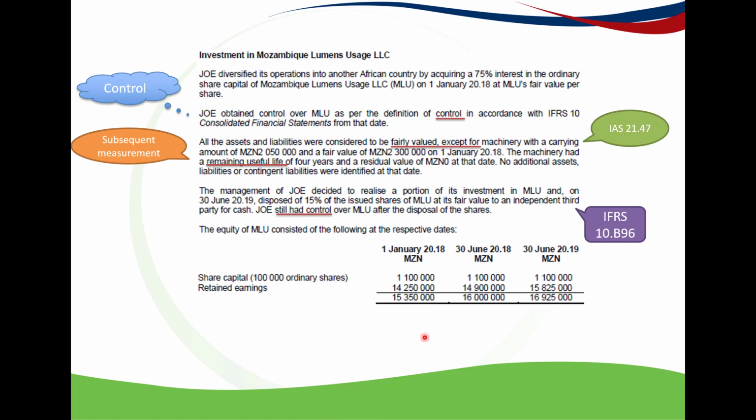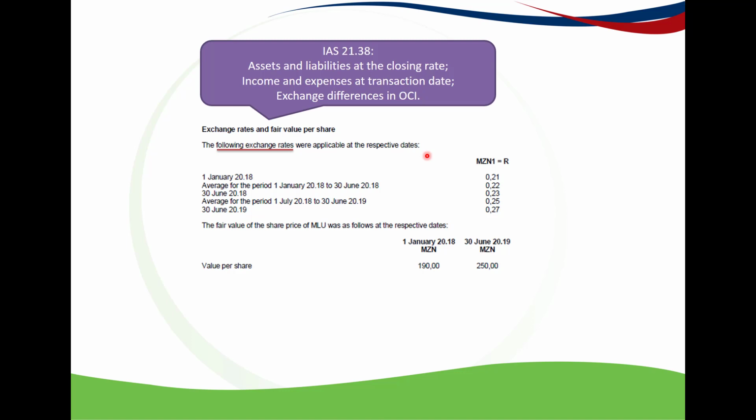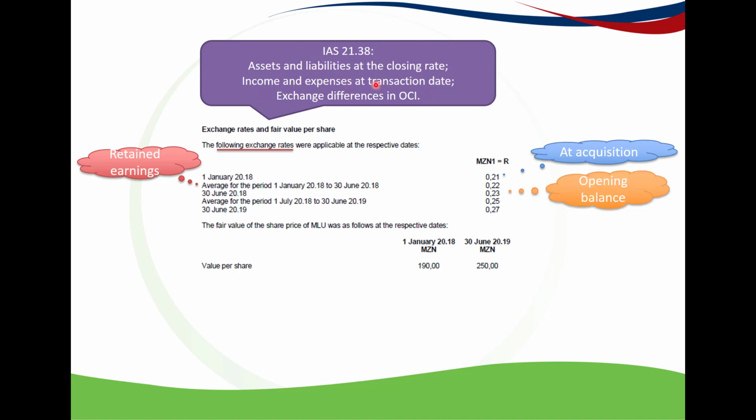And then we have the respective balances on the acquisition date, beginning of the current year, end of the current year. The following exchange rates were applicable at the respective dates. IAS 21 paragraph 38 states, assets and liabilities are translated at the closing rate, so that's the year-end rate. All income and expenses are translated at the transaction date.